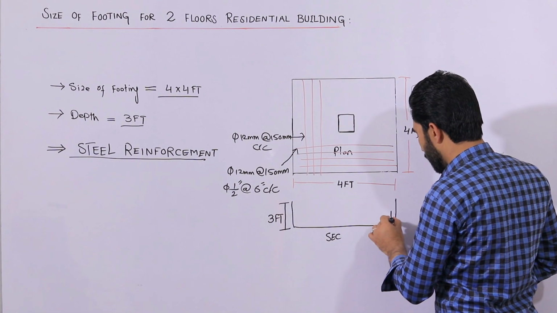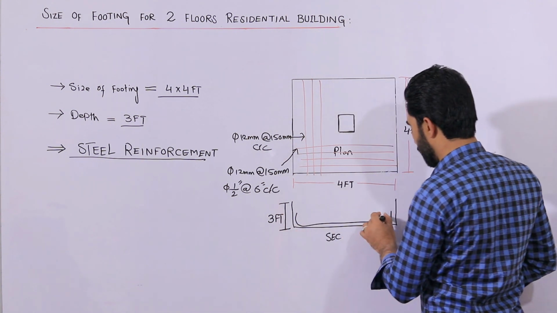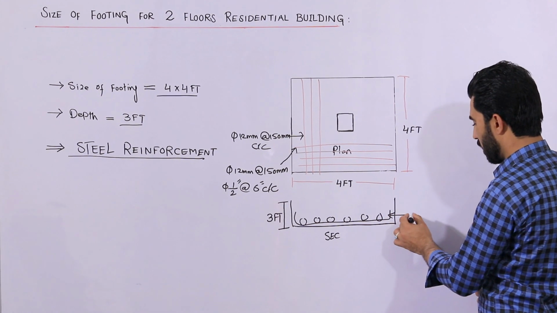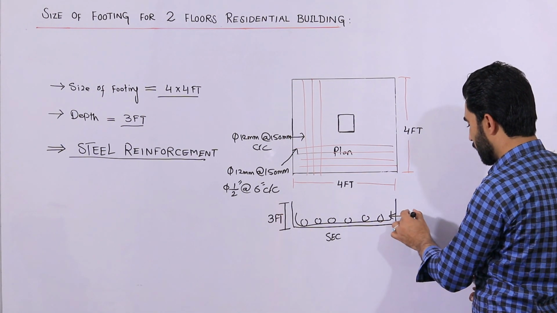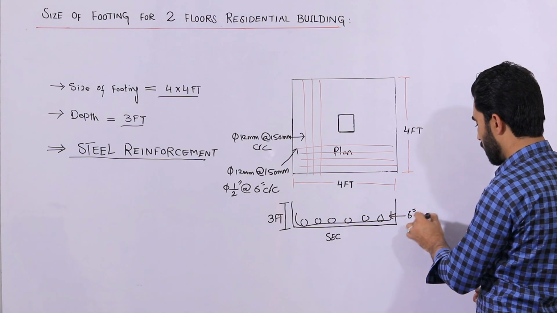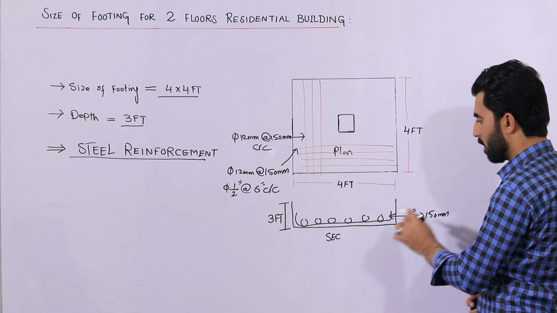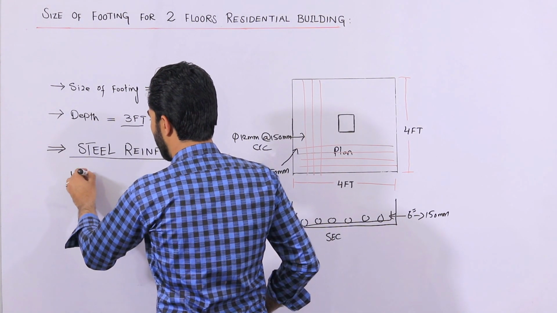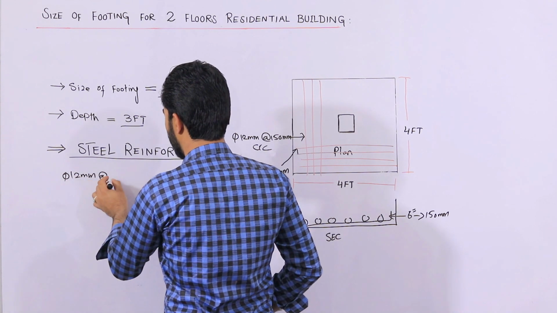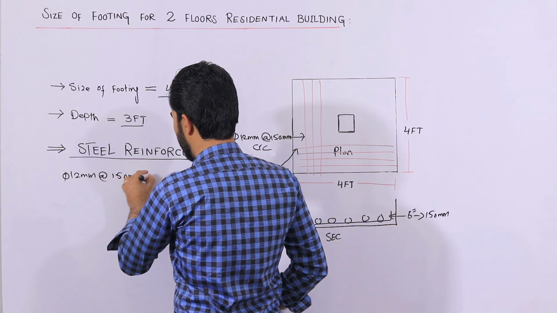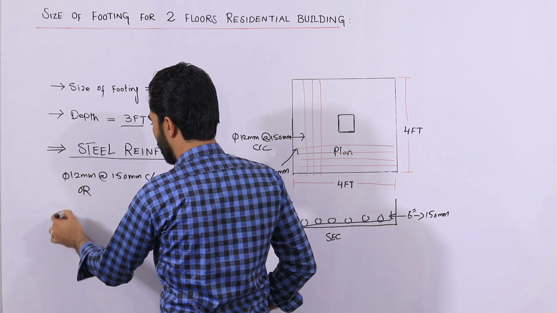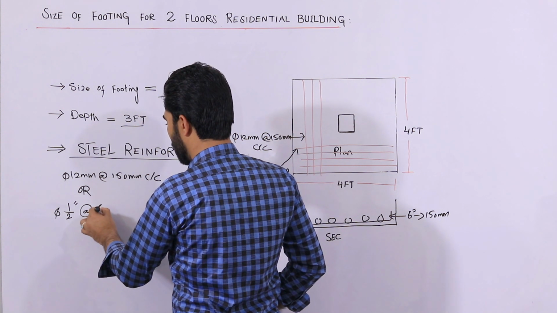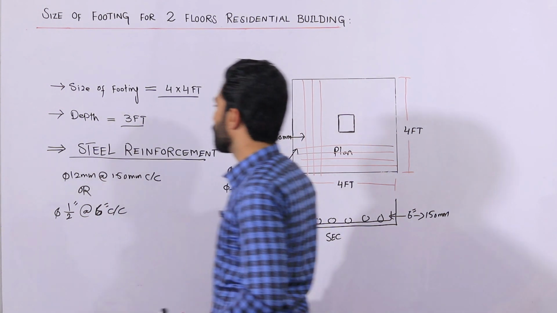Here guys, you can see these are steel reinforcement inside this. The hook length should not be less than 6 inches or 150 mm. Okay, so these are steel reinforcement. Use 12 mm dia with the spacing of 150 mm C/C, or you can say ½ inch with the spacing of 6 inches.